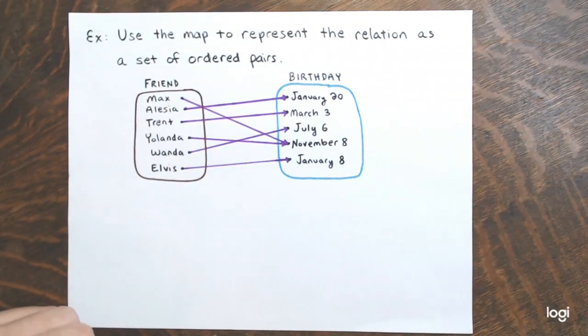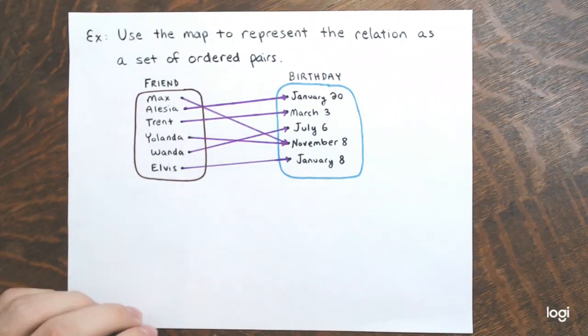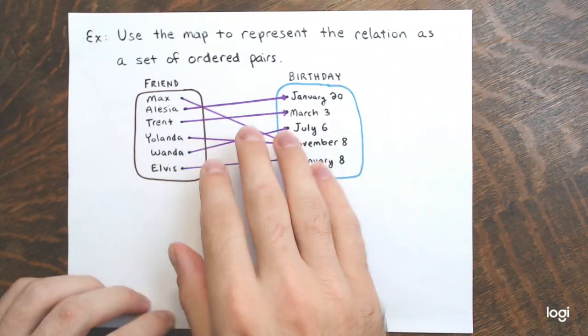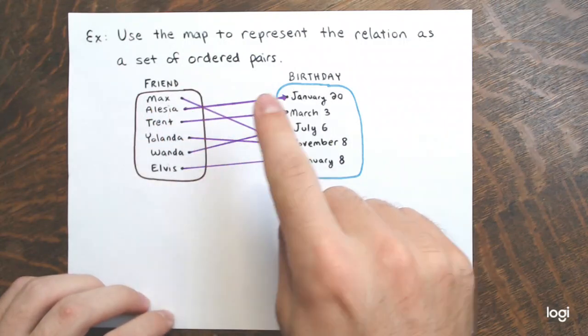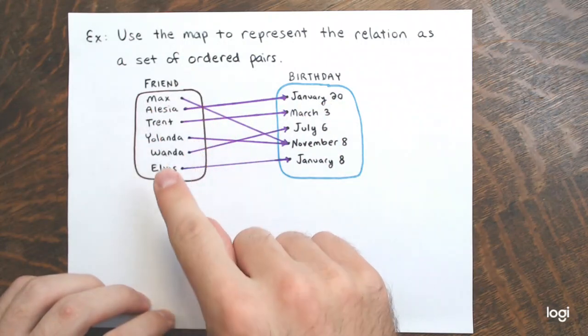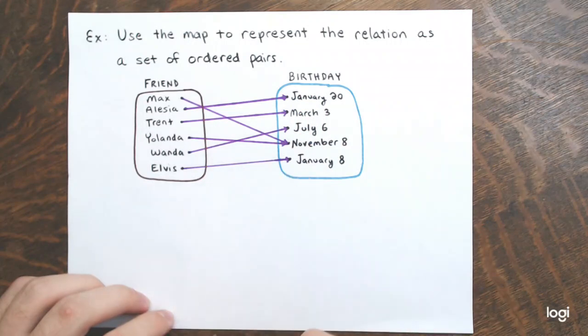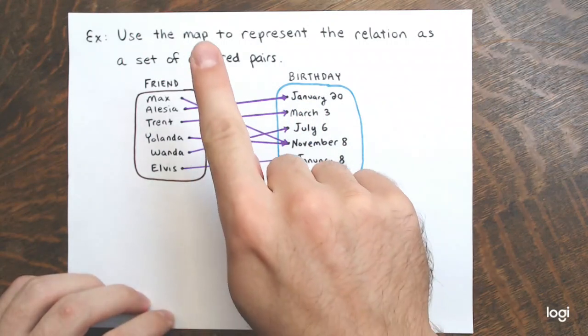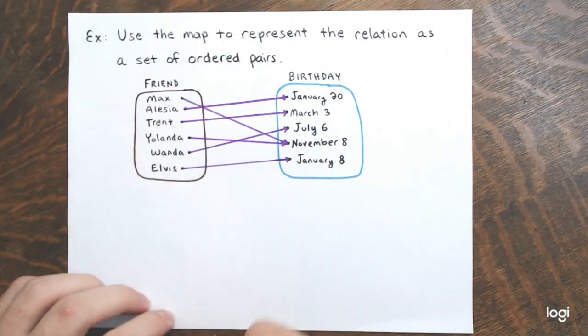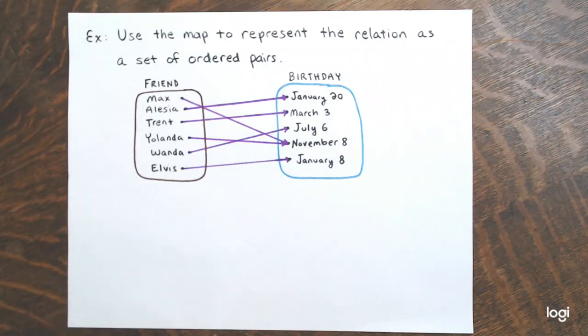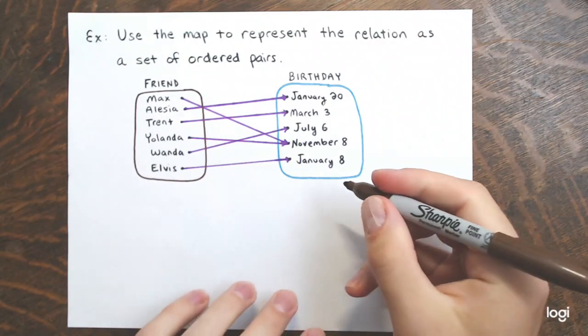So I have here, use the map. This little drawing here with the boxes and the arrows from elements in one box to elements in another box, that's a map or a mapping. So use the map to represent the relation as a set of ordered pairs. Alright, so first off, as I mentioned, we're going to talk a little bit about what a relation is.